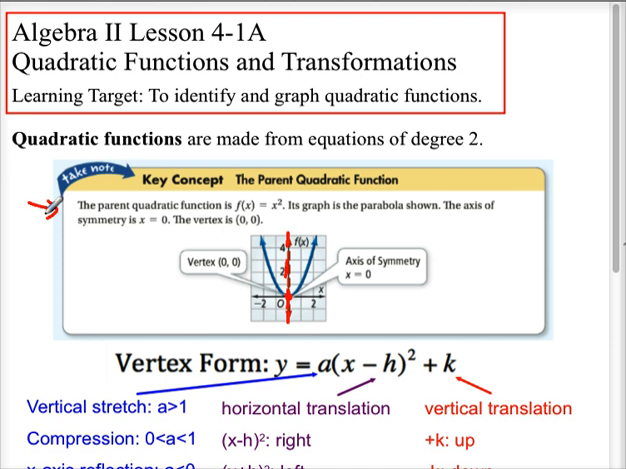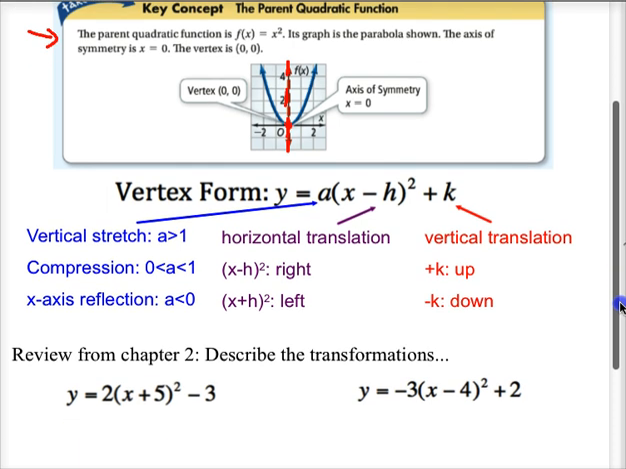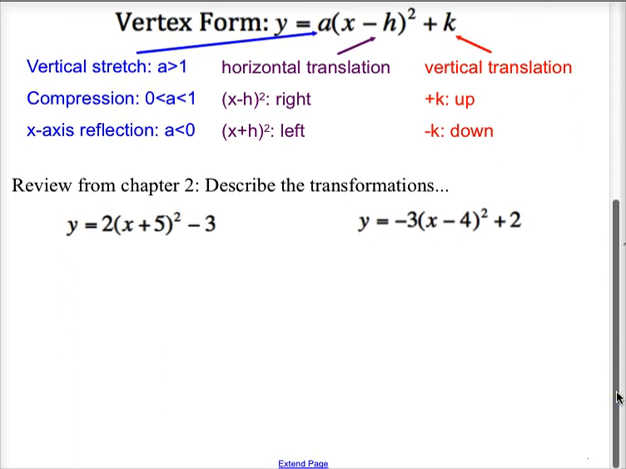In fact, you've heard the terms vertex and axis of symmetry when talking about absolute value. And here they are essentially the same thing. Now, we're also going to learn how to graph these basically the same way we did absolute values. We're going to be using that idea of transformations to graph them.